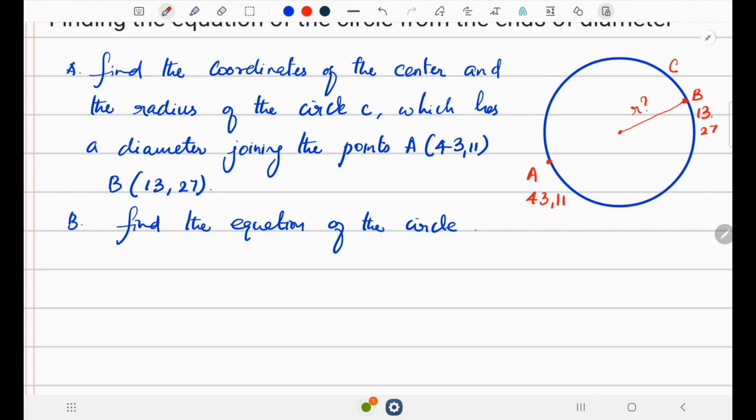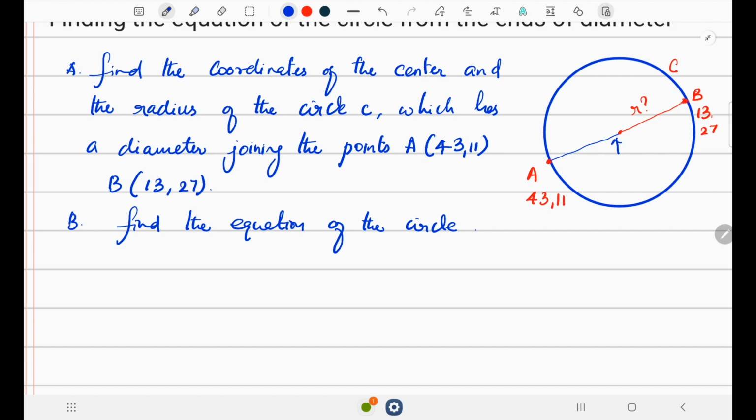We need to find what is the radius, right? We know that we need to find the midpoint. Once we find the midpoint, from there we can find the radius. So this is the midpoint, we need to find it. How to find the midpoint?